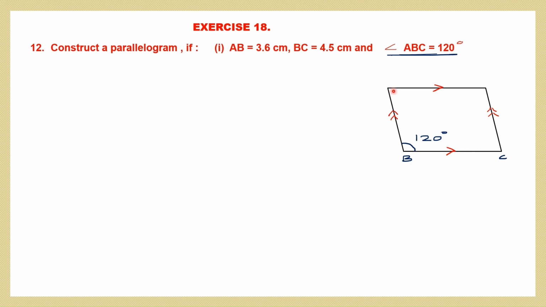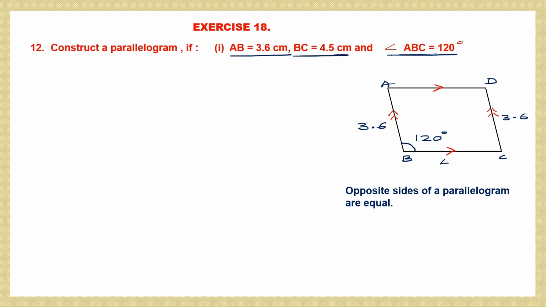So we have BC, that means this is A and this is D. So let's write that. Now here AB is 3.6 centimeters. Now the opposite sides of a parallelogram are equal. That means if this side AB is 3.6, CD is also 3.6. Similarly, BC is 4.5 centimeters. That means AD is also 4.5. Okay, so we have marked everything on a parallelogram. This is a rough figure.